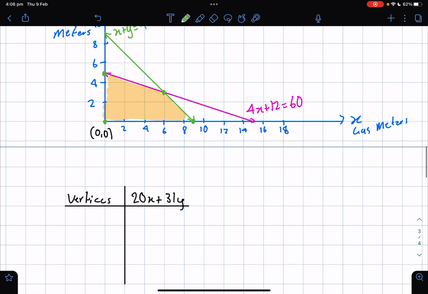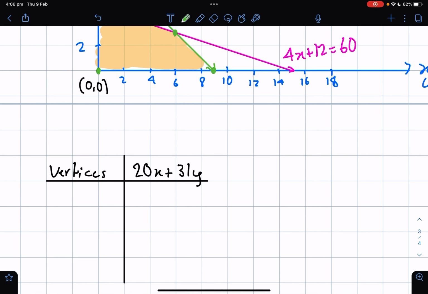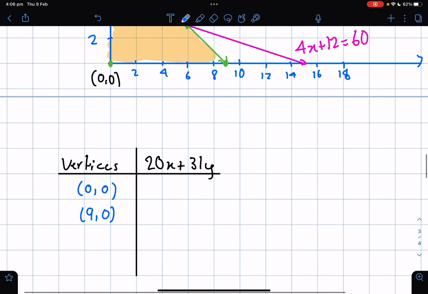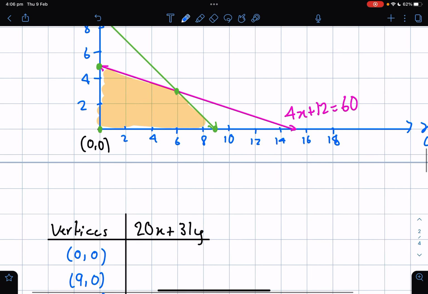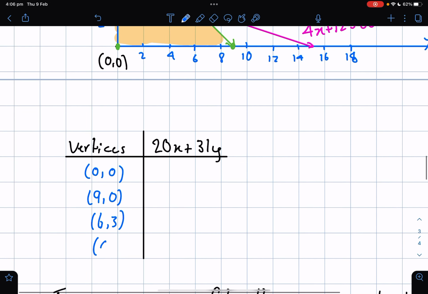So we come down to our little table here, right in our vertices. So I'm going to go back to blue. So we have one at 0, 0. We have one at 9, 0. We have one at about 6.3. We're going to say it's 6.3, but we can check properly on our calculator if need be. And then 0.5. So all we're doing is substituting these values into my equation here.